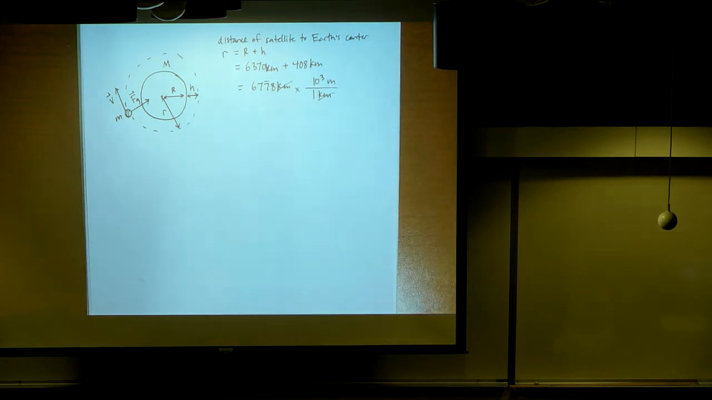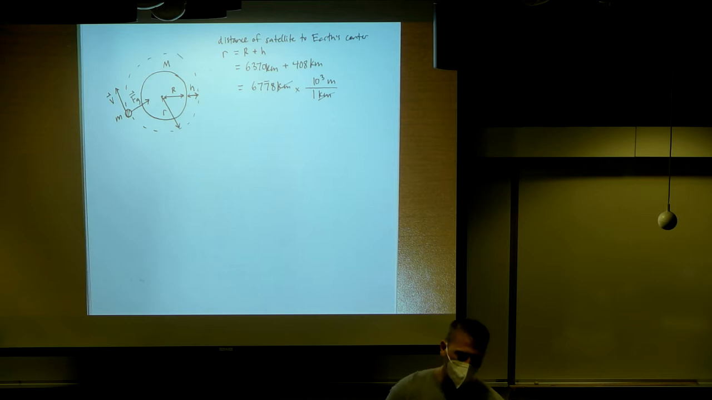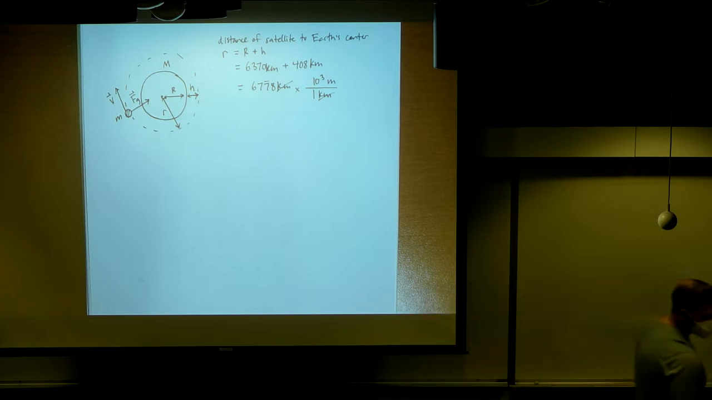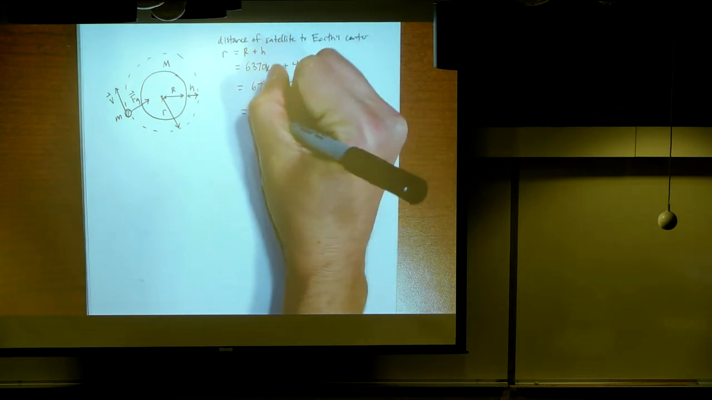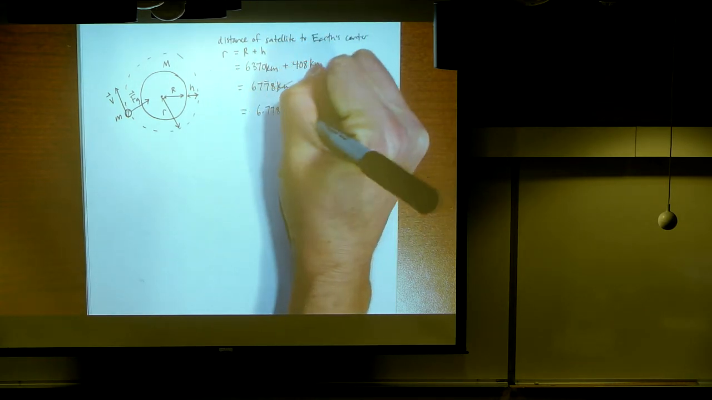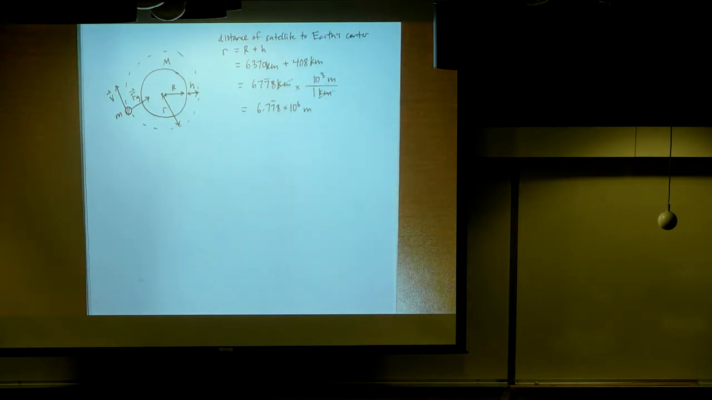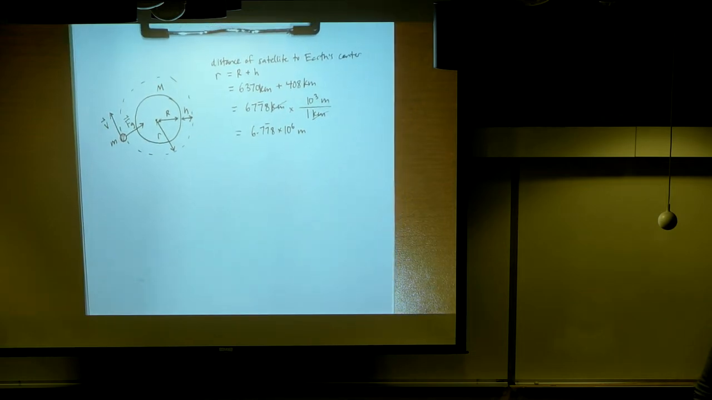By the way, we're going to be using a lot of scientific notation going forward because we're going to be dealing with giant distances and giant masses. And it's just not going to be useful to write everything out in standard form. Okay? So this in scientific notation is 6.778 times 10 to the 6 meters. And we'll keep 3 sig figs on that if you follow along. Okay? We good so far?